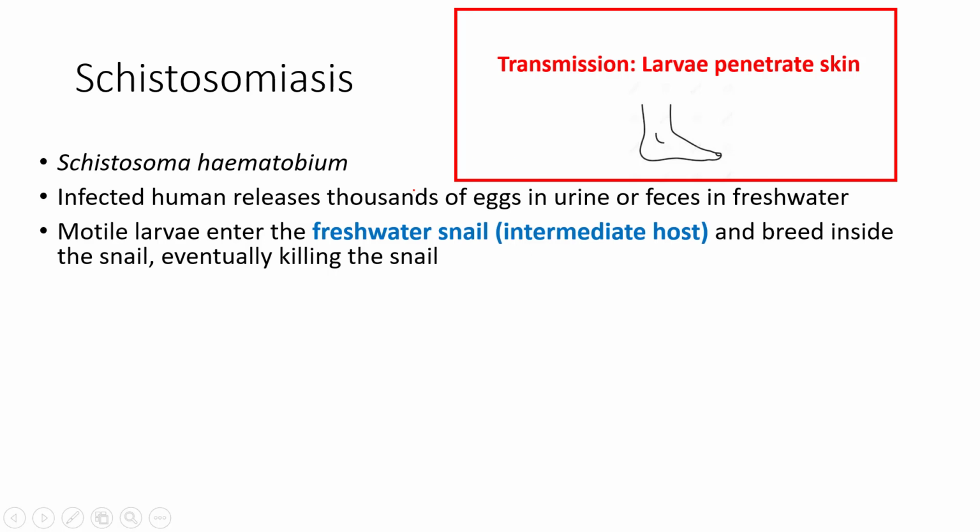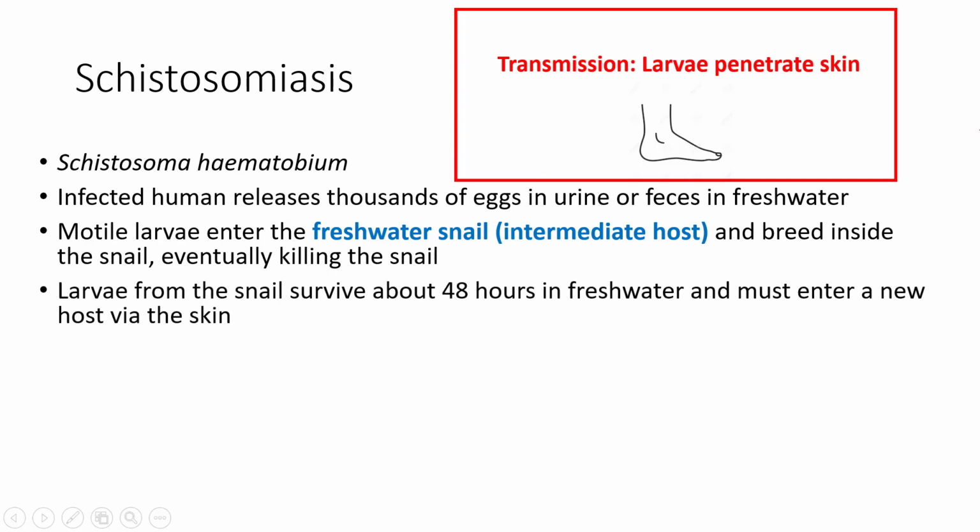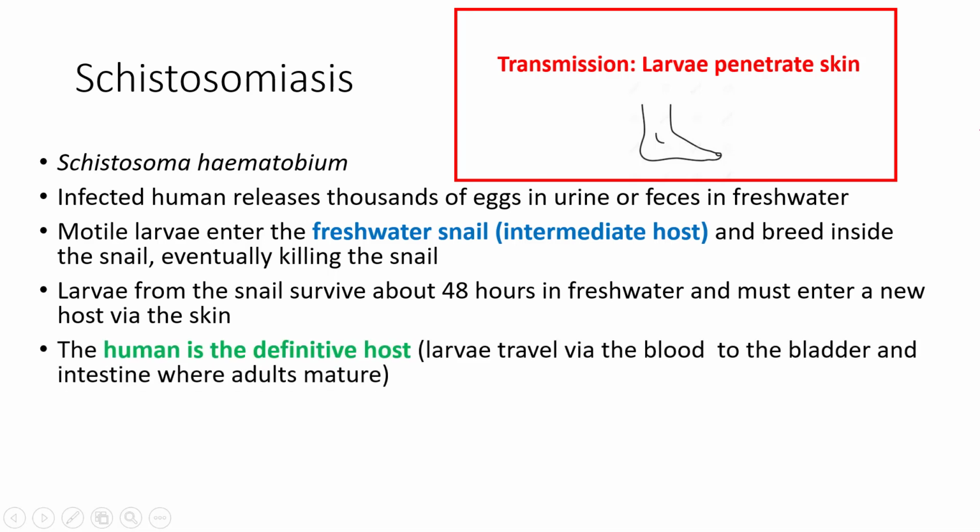The freshwater snail does not harbor the adult, so that's why we call it the intermediate host, okay? It replicates inside of the snail, and then eventually kills the snail, releasing another form of the larva. So now this snail larva gets released. It only survives in the fresh water for about 48 hours before it must enter a new host via the skin. So the human is what we call the definitive host. Remember, that word refers to the host where the adults mature and reproduce.